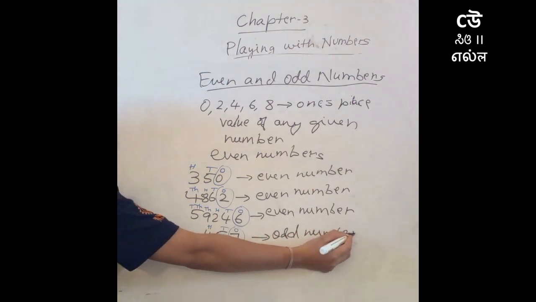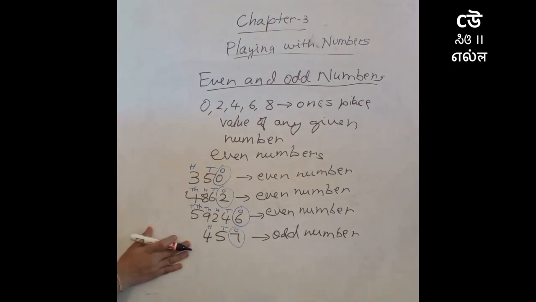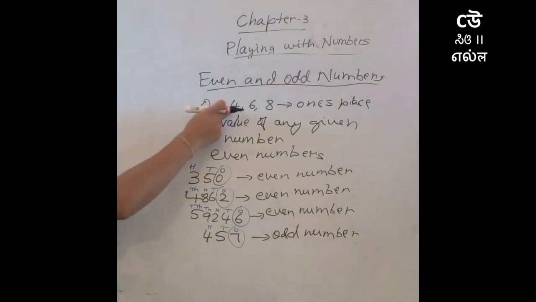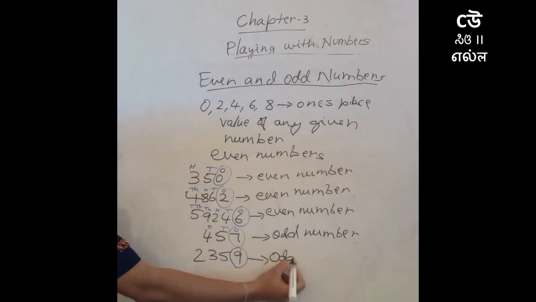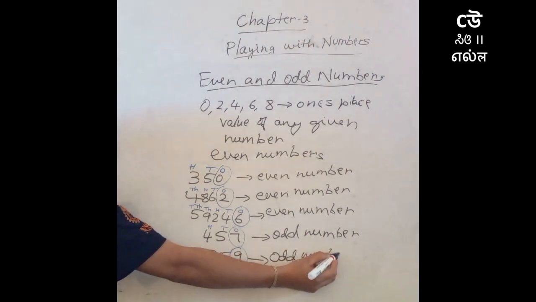Okay. Understood, children, how to find even numbers and odd numbers? If you have 0, 2, 4, 6, 8 in ones place, you can tell it as an even number. Other than those numbers, you can tell it as an odd number. Okay. Another example is 2359. In ones place, we have 9. So is 9 an odd number or even number? Do we have 9 here? No. So we can tell that it's an odd number. Okay.